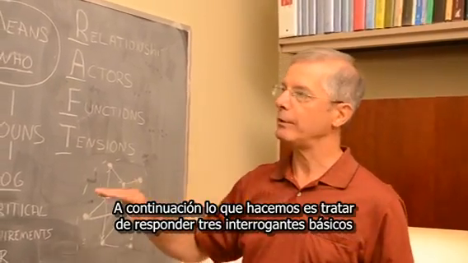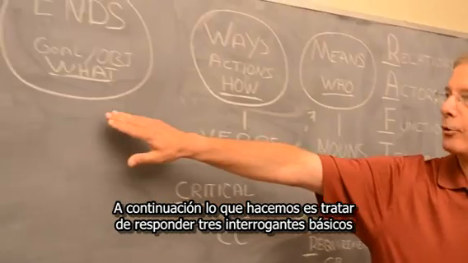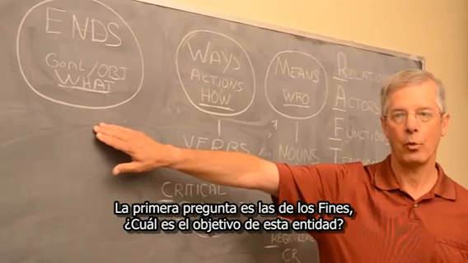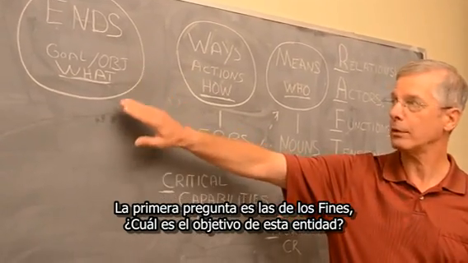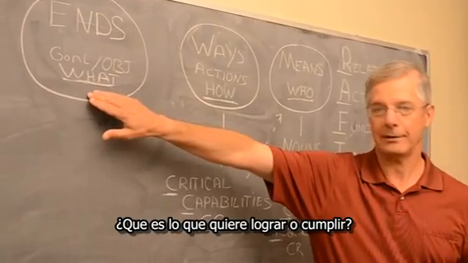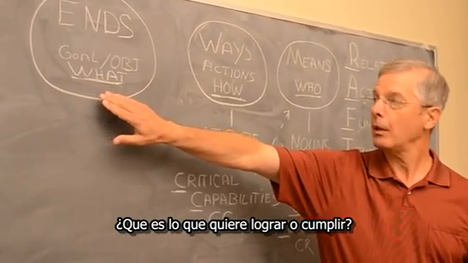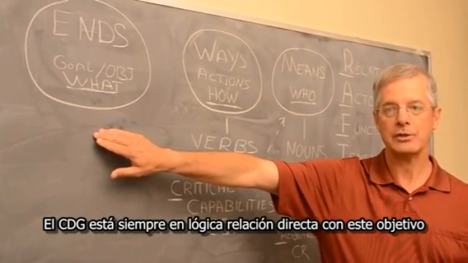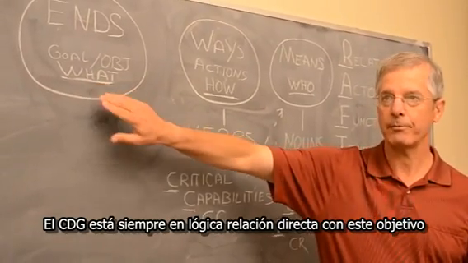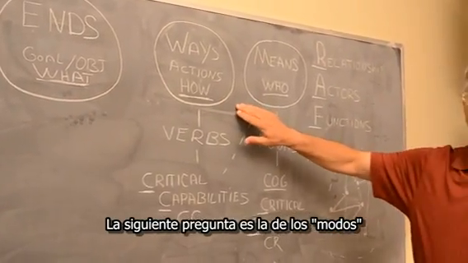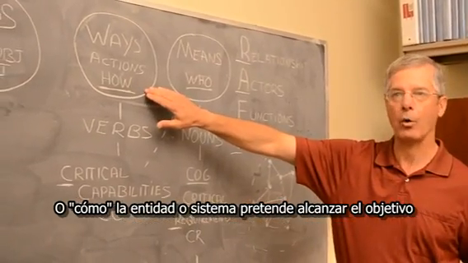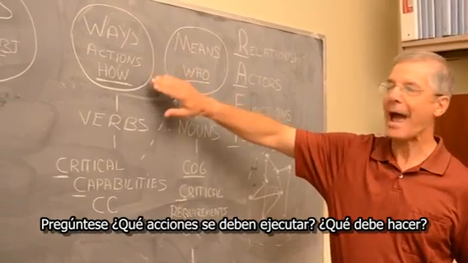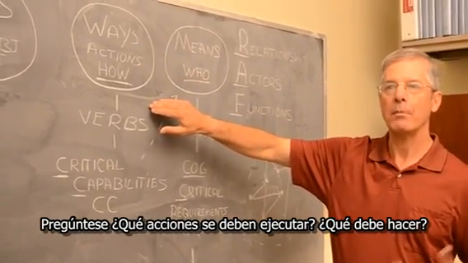Now, what we then do is try to answer three basic questions. The first question is the ends question. What is the entity or system's goal, its objective? What does it want to accomplish? Once you figure that out, write that down. The center of gravity is always logically connected to this objective. The second question is the ways question, or how the entity or system wants to achieve its goal. Ask what actions must be taken, what must it do.